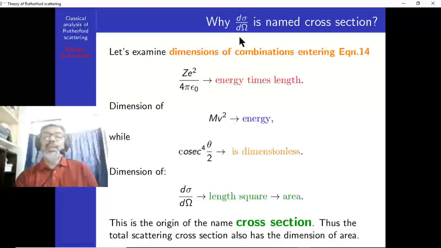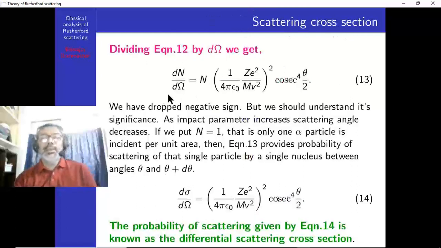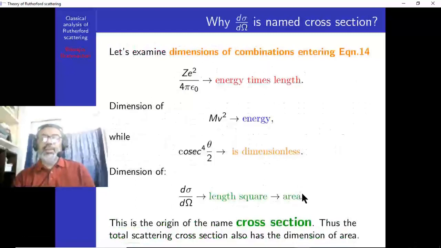Before that, why is dσ/dΩ named cross section? Because Z²e²/r has the dimension of energy. That means Z²e² has the dimension of energy multiplied by length, and mv² has the dimension of energy. That means energy gets cancelled, we get length squared, because the rest is dimensionless. That means dσ/dΩ has the dimension of area. That is why it is called cross section. The probability of scattering is known as the differential cross section. Now let us examine the dimensions. We have got the dimensions already. This is the origin of the name cross section.